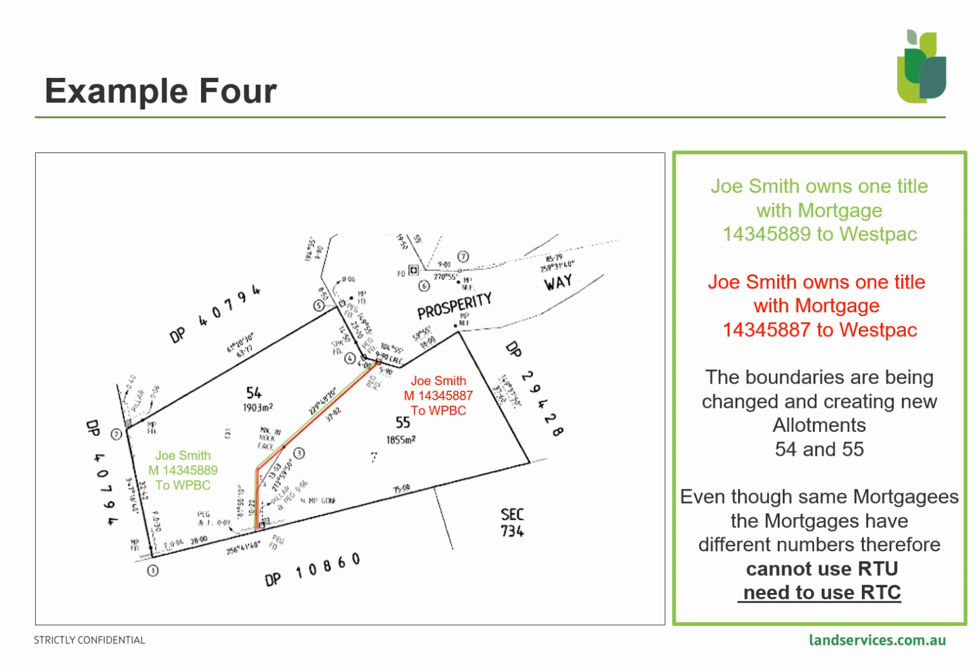In example 4, Joe Smith owns two titles and wants to realign his boundaries. His mortgagee on both titles is Westpac, but the document numbers are different. Therefore, an RTC is required. In the RTC, the consent form for Westpac will need to show the adjustment clause, and the mode of issue will show which mortgage is against each new allotment. For an RTU to be used, the document numbers need to be identical on all titles that are involved in the realignment of the boundaries.